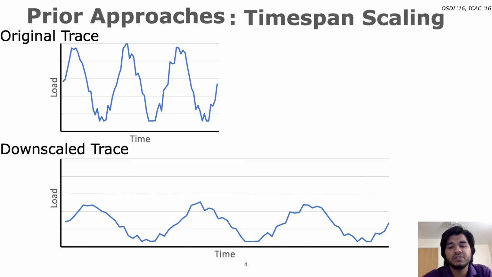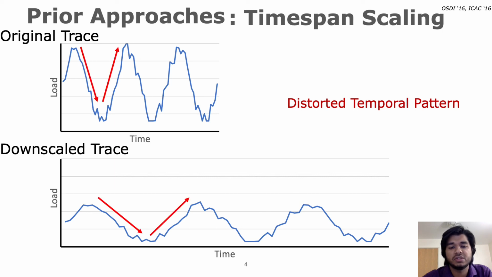One obvious downside of this approach is the distortion of the temporal pattern. This would lead to problems in some systems such as autoscaling systems, where the autoscaler would think it has more time to react to the load changes than the original trace would have allowed. This can lead to incorrect evaluation of the efficacy and agility of the autoscaling system.